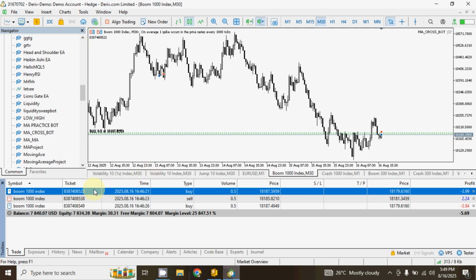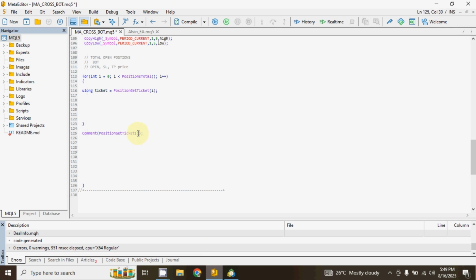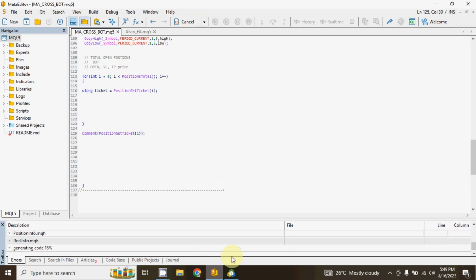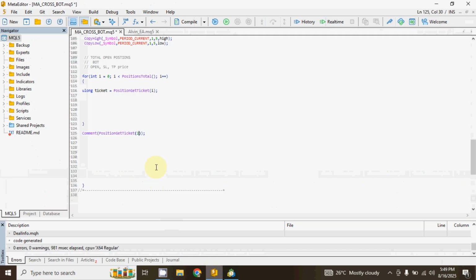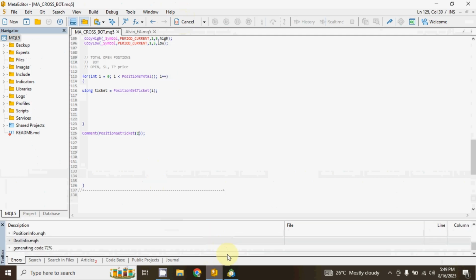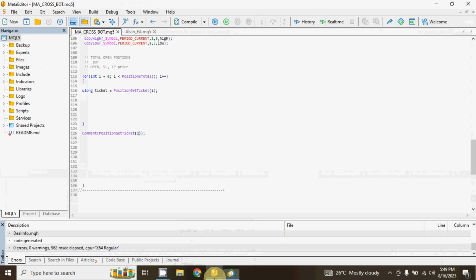Now, if I want to get the ticket for this second position, that will be index 1. Let's see what it will be. See, it ends with 538. The same thing with this. Now, if I want to get for index 2, let me compile. You will see that it also ends with 549. So now automatically this for loop is going to get everything for us, instead of us inputting 1, 2, 3, 4, because we don't know the number of open positions that will be on the account currently. So the for loop is going to get all the open positions for us.